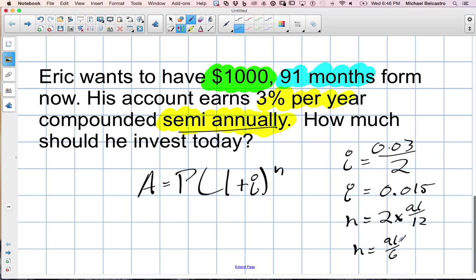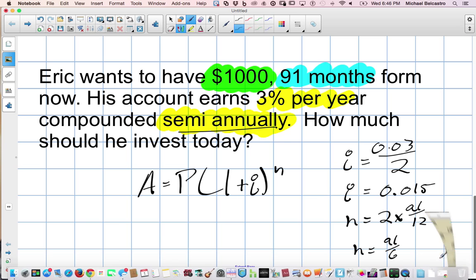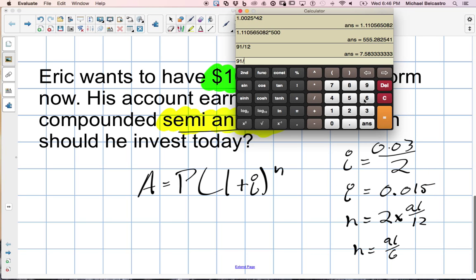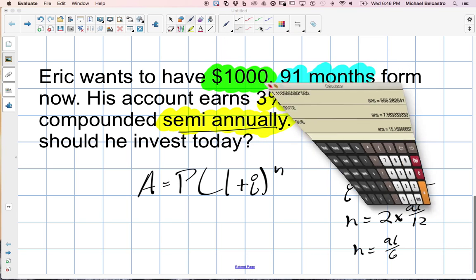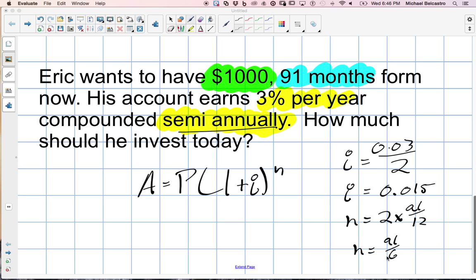Which means our n is equal to 91 over 6. That would be a reduced value. I don't think it's going to give us a non-repeating decimal. Let's see. Still repeating. So we'll leave it as a fraction. So there's our n value. We'll have a fractional n value. You guys did exponents with fractions. Okay, good.